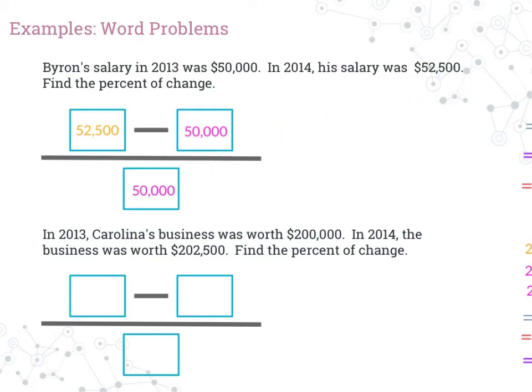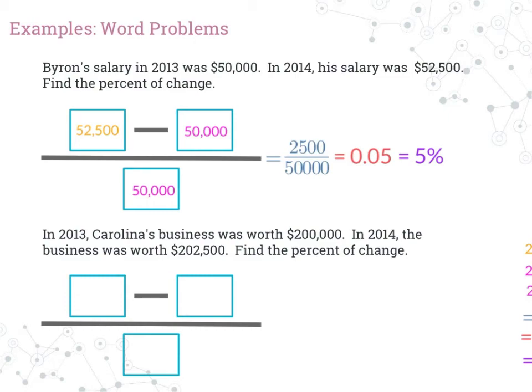So now we're going to follow our order of operations. We can't just divide right away. We have to do subtraction first. So 52,500 minus 50,000 is going to be 2,500 divided by 50,000. When we divide that, we're going to use our calculator, and we get a decimal that is equal to 0.05, but I'm not looking for decimal of change, I'm looking for percent of change. So I have to change that decimal to a percent, and that percent is going to be 5%.